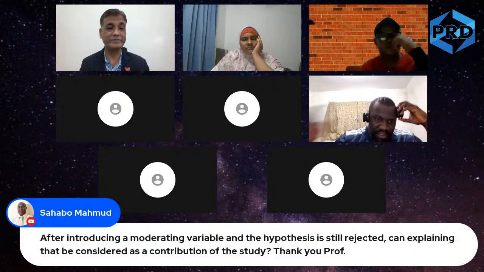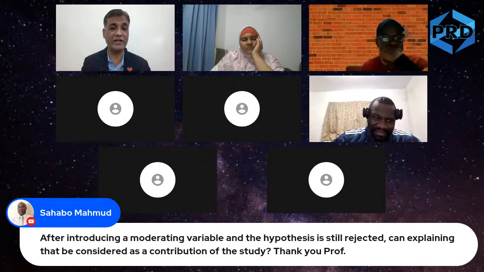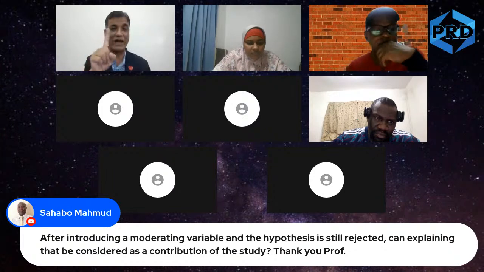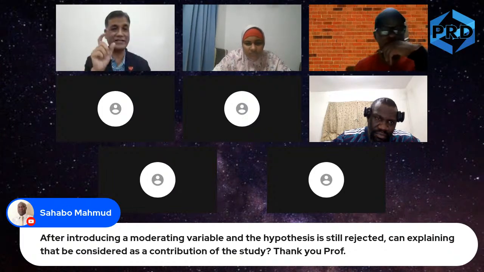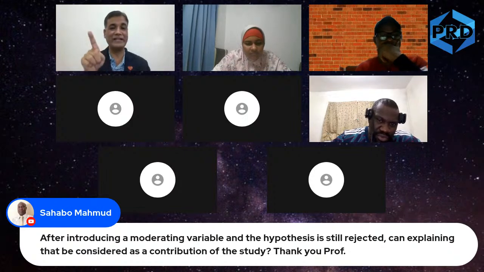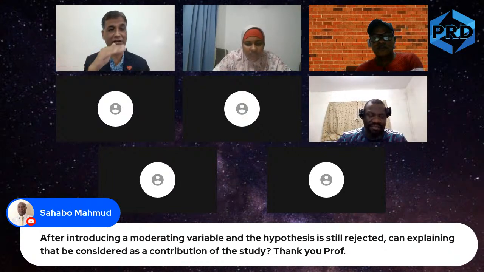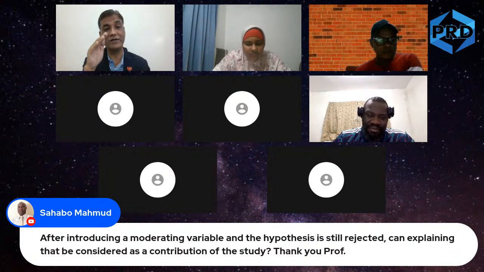Okay, next one. After introducing a moderating variable, the hypothesis is still rejected. Can it explain moderated contribution? Not really. If it is rejected, then you are not contributing. That's the reason I said do not keep one. Keep two factors as contributory factors: one independent variable, one mediating, or one moderating. Or if all independent variables are being thoroughly researched and you cannot introduce anything new, then keep one mediating and one moderating. Mediating, you may have partial mediating, serial mediating, full mediating. So all that are there.